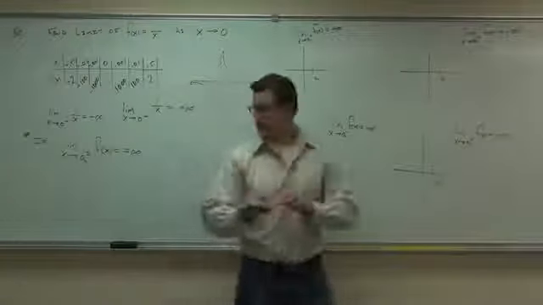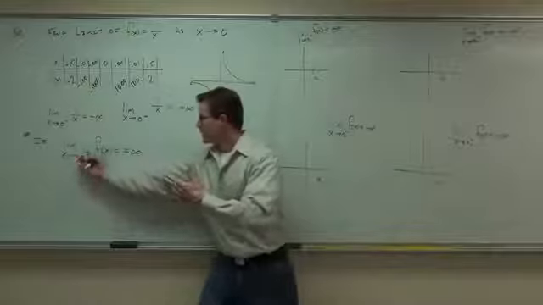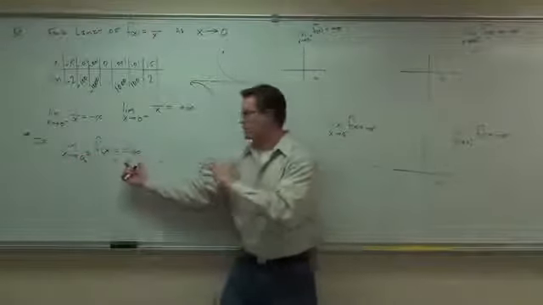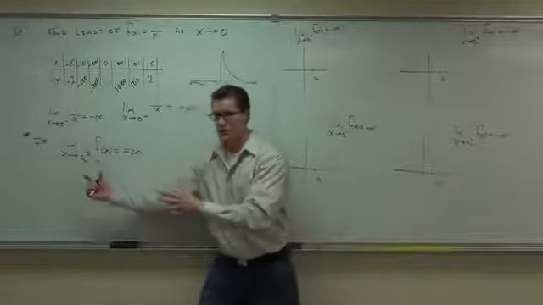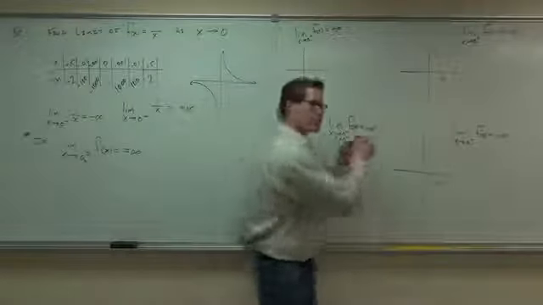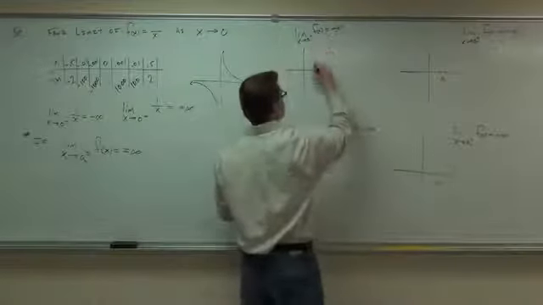In either case, we just talked about this, if your function is going to positive or negative infinity, when x is going to A from the left or the right, you're going to have an asymptote. So every one of these is going to be an asymptote.